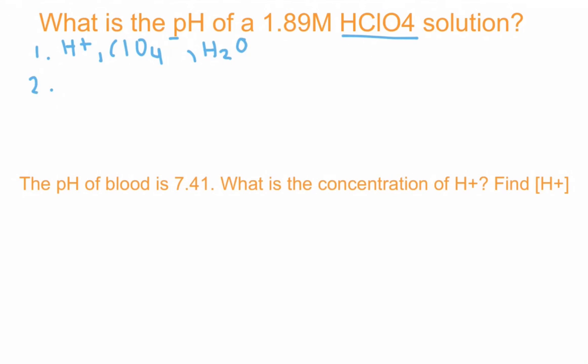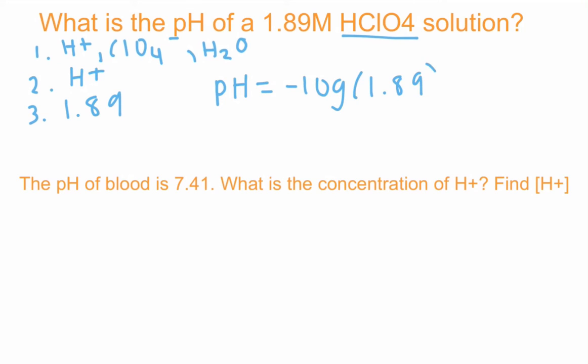Step 2: our strongest acid, which in this case will of course be that H+ or that H3O+, because remember the water is going to act as a base and accept that proton. Since that is our strongest acid, we want to find that concentration of H+ or H3O+, which we automatically already know because our acid completely dissociates. So it's 1.89, and then we can apply the equation. Remember, our equation is pH equals the negative log of the concentration of H+, which we know is 1.89.